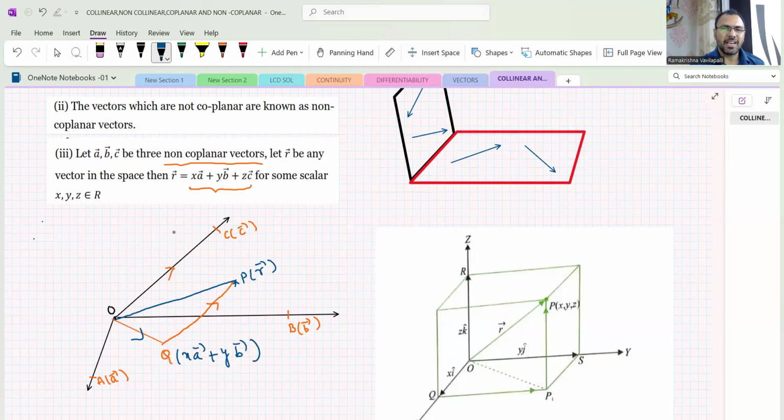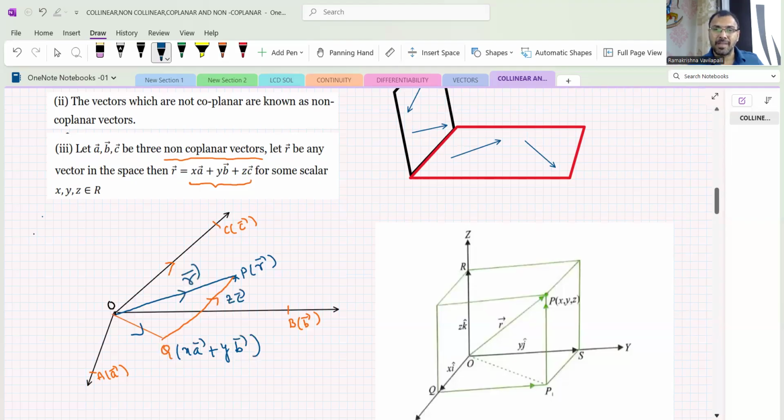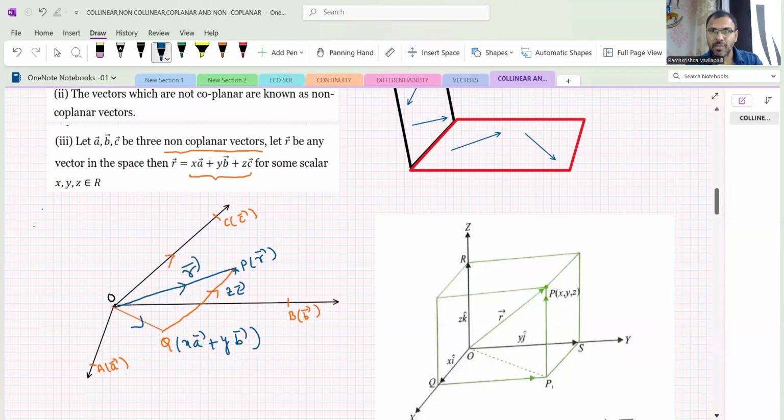All right. Now you see that QP bar is parallel to C bar vector. So therefore, this is ZC bar vector. Now apply vector addition. You will get that R bar is equal to XA bar plus YB bar plus ZC bar. So any vector in the space determined by A bar, B bar, C bar, non-coplanar vectors, can be written as a linear combination of A bar, B bar, C bar.